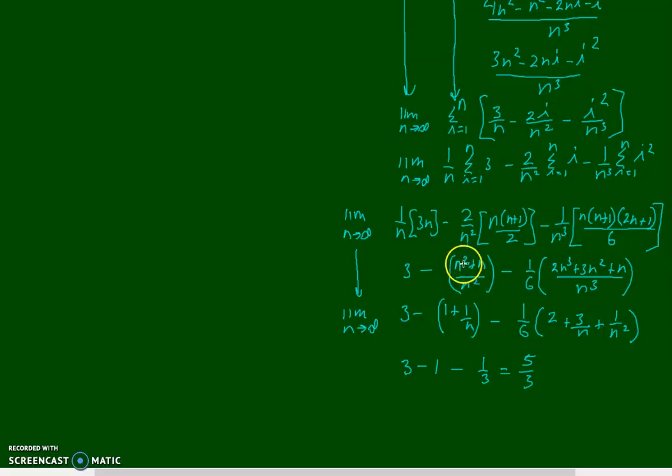Then here we simplified: n squared divided by n squared is 1, n divided by n squared is 1 over n, and 2n to the third over n to the third is 2, plus 3 over n plus 1 over n squared. Now when I take the limit as n approaches infinity, this term goes to 0, this term goes to 0, and this term goes to 0. So we have 3 minus 1 minus 1/6 times 2, which is just 1/3. 3 minus 1 minus 1/3 is simply 5/3.